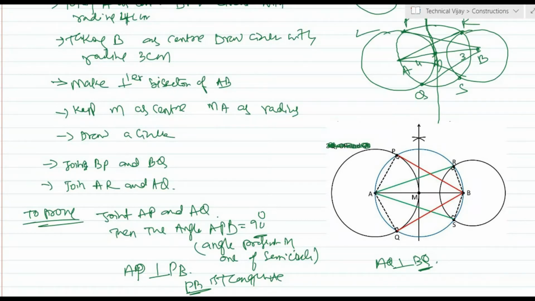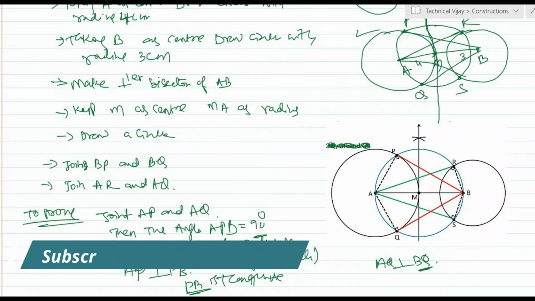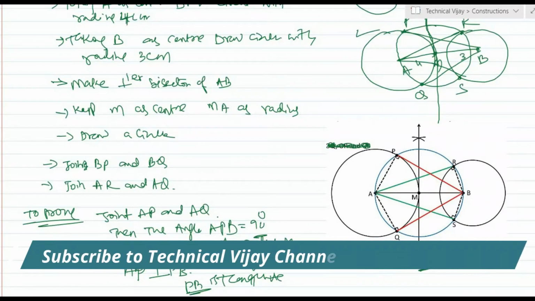In the same way, BR is perpendicular to AR and BS is perpendicular to AS, hence AR and AS are also tangents. Okay, thank you.